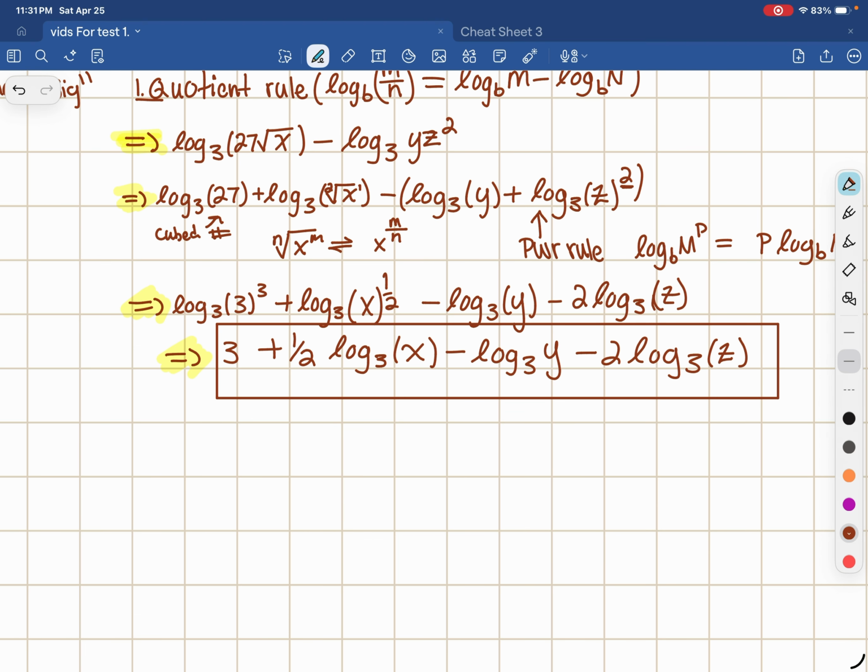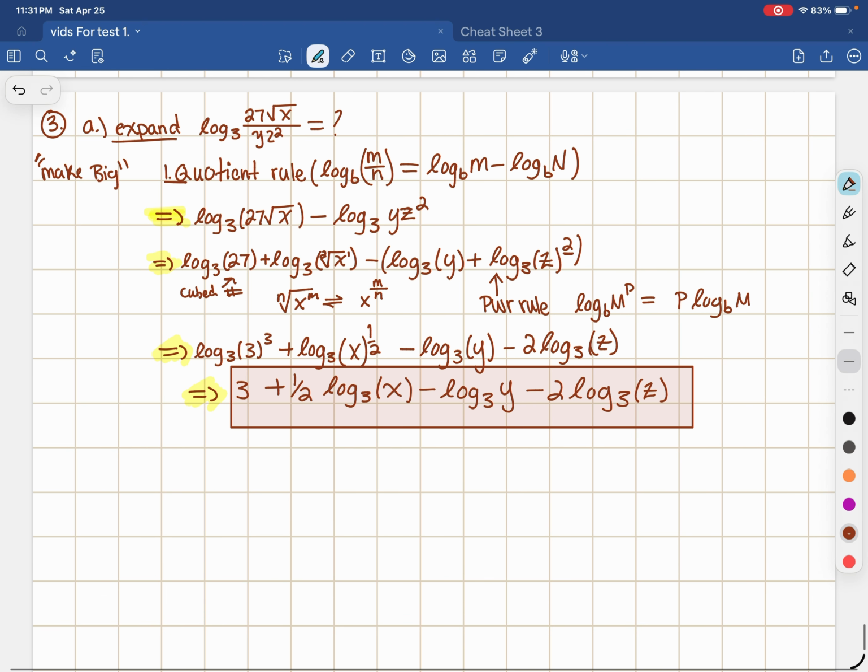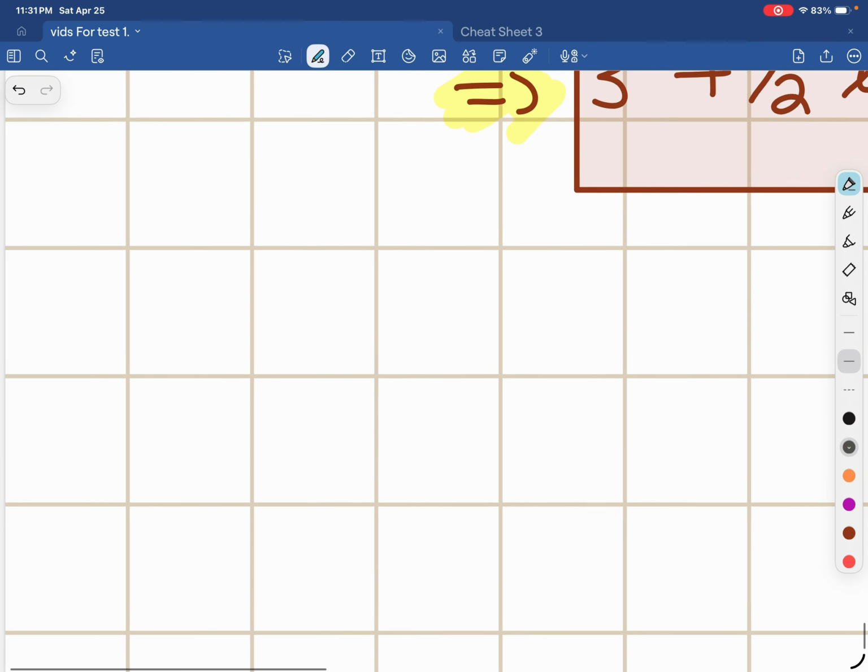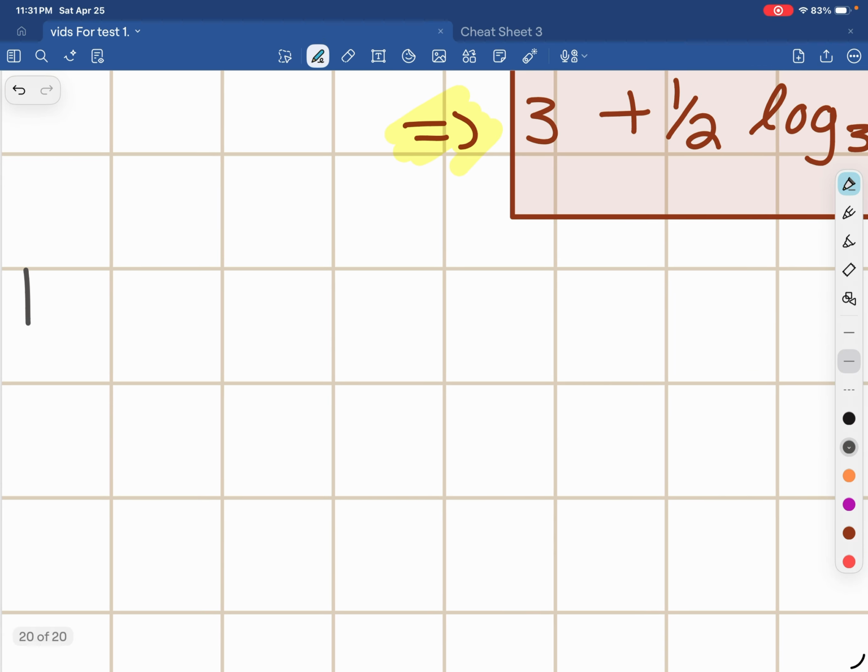Just be careful with your signs and know your properties, and you should be pretty a-okay with problems like this. So now we're going to be looking at part B. We'll change colors here. And this is a condensing problem.